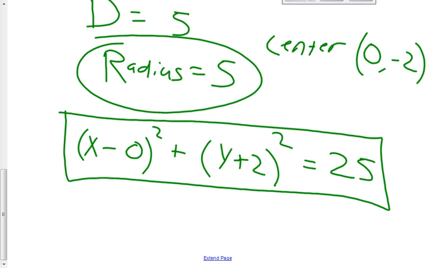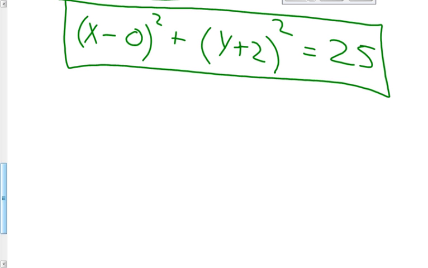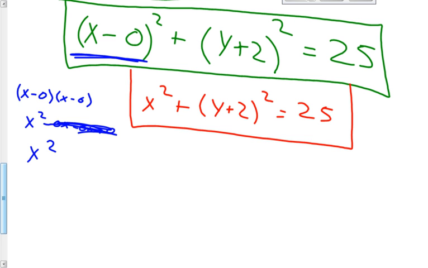And just to let you know, class, Excel math might not have their answer exactly like this. If you were to take this and FOIL it, x minus 0 times x minus 0, then you would get x squared minus 0x minus 0x plus 0. Obviously, this just becomes 0, and you just get x squared. So more than likely, Excel math would answer their question like this. X squared plus y plus 2 quantity squared, that equals 25. So just keep your eye out for that.